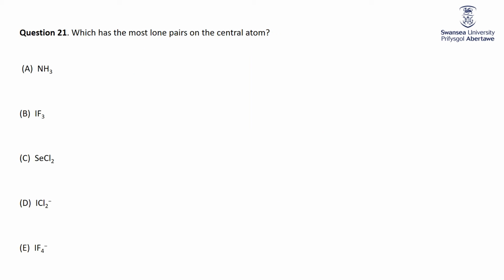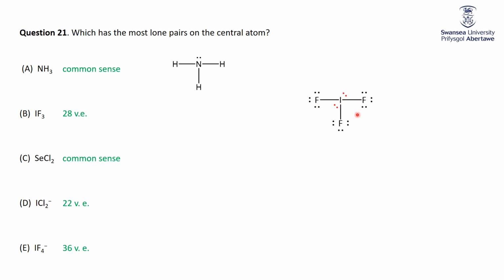Which has most lone pairs on the central atom? Well, NH3 obeys common sense. IF3 has 28 valence electrons, so we'll put in the I with 3 bonds, that would have given us 24 dots, so we need a lone pair to get up to 28 dots. SeCl2, selenium like oxygen or sulfur 2 bonds, chlorine 1 bond each, so obeys common sense. ICl2-, we draw it out straightforwardly, and it would only give us 20 dots when we put everything with 8 dots, so 22, we have to put yet another lone pair on the iodine.